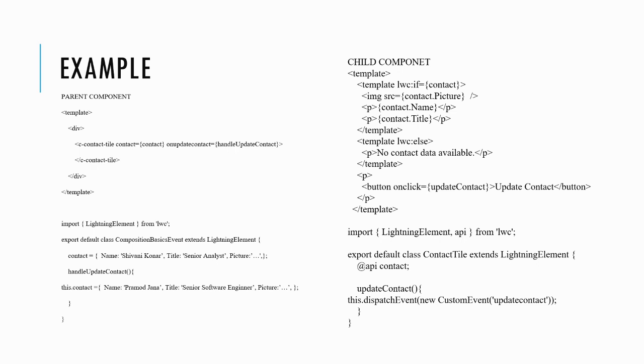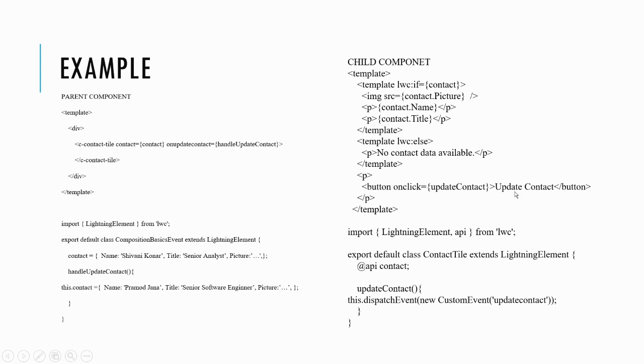Now, suppose the child says that please update the value. For that scenario, we have this button named update contact. Whenever this button is clicked, the onclick event is fired, which calls this updateContact method. What it is doing is creating a new custom event with the name updatecontact, and then dispatching the event. This is the syntax for dispatching a custom event: this.dispatchEvent, in which we create a new CustomEvent with the new keyword, and then the event name, which is updatecontact.